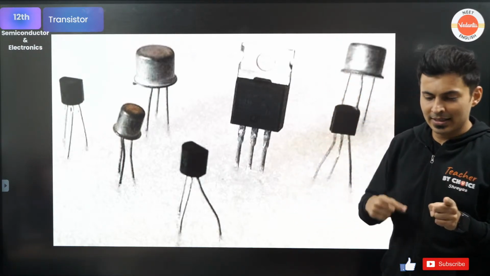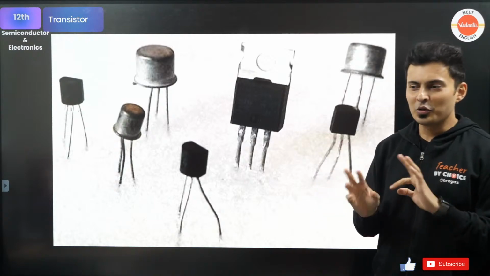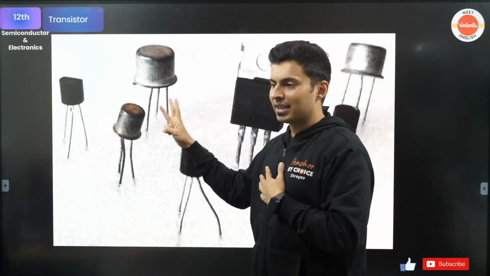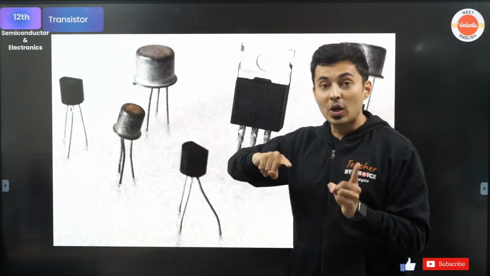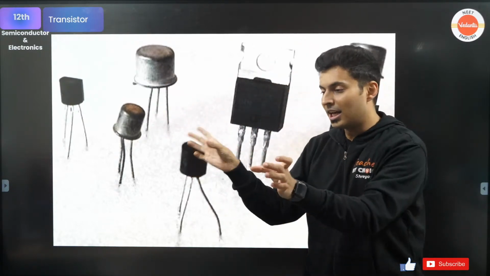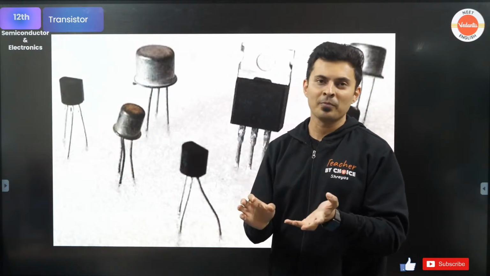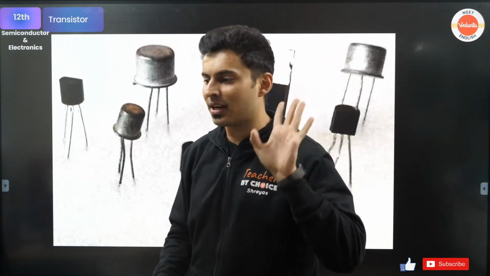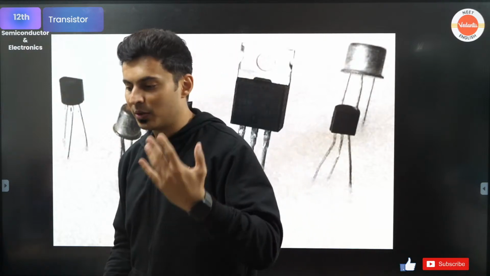Or it will be for N or P and then N. So one of these combinations. Do you get it? Why are there 3 terminals over here? Because each terminal is connected to one type of semiconductor, P or N. And depending on what order it is, there are 2 types of semiconductor transistors that we are going to study.